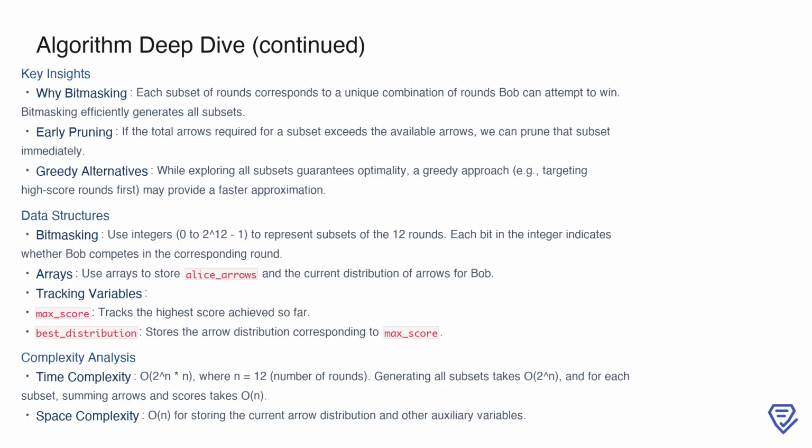For data structures, we use an integer for bit masking, arrays to store Alice's arrows and Bob's current distribution, and variables like max_score to track the best score so far. The time complexity of this approach is 2^n * n, where n is the number of rounds, as we generate all subsets and evaluate each in n. The space complexity is n, primarily for storing intermediate results.